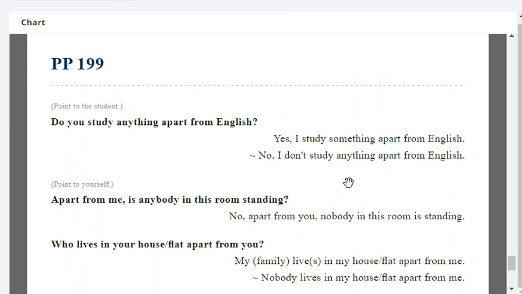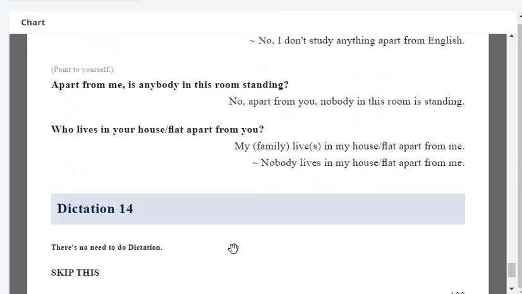Apart from me, is anybody in this room sitting? No. Apart from you. Nobody in that room is sitting. Very good. Standing. Okay, but we're sitting.